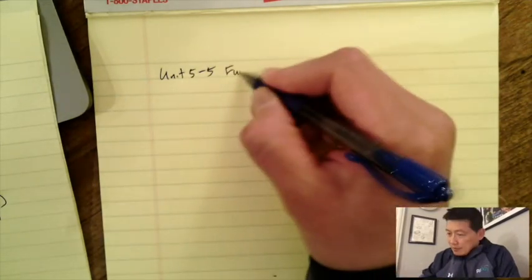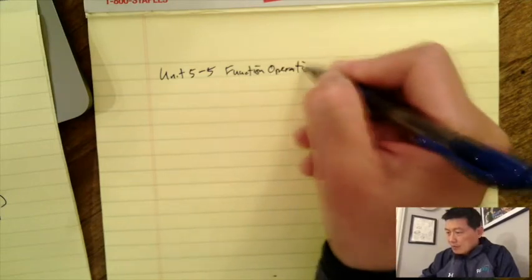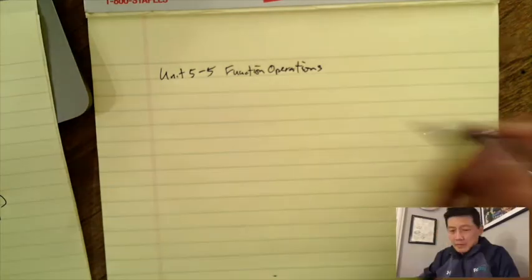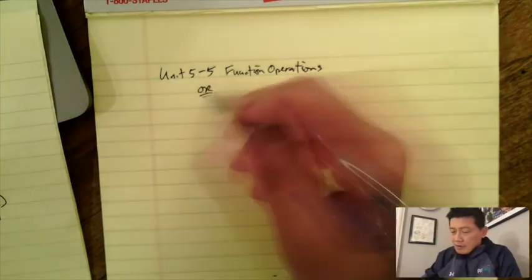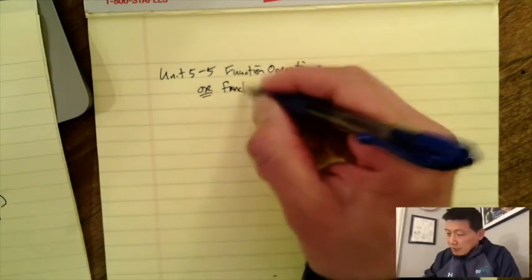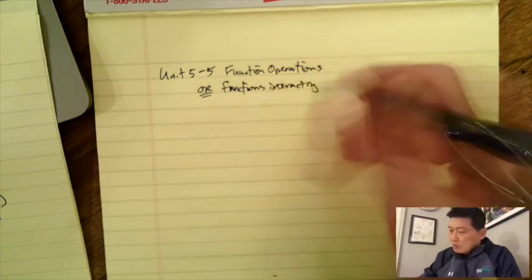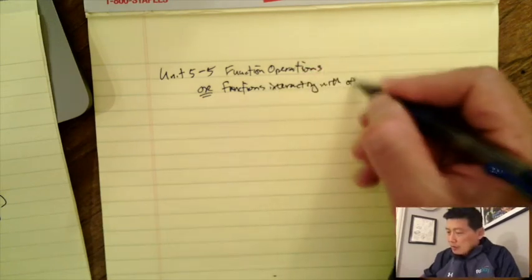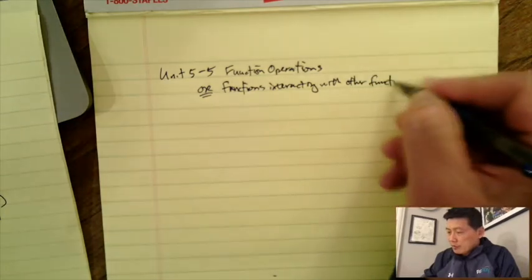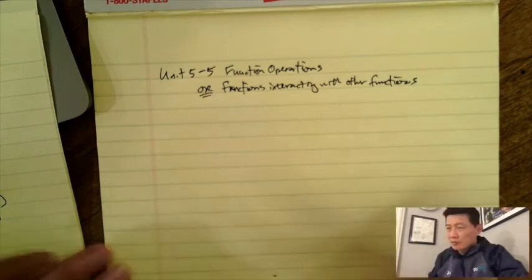So Unit 5-5, function operations. Now that's just a big name for it, but in other words, one could think of it as this particular unit is really about functions interacting with other functions. Okay, so that's just how you think about it, and I'll give you some examples here.